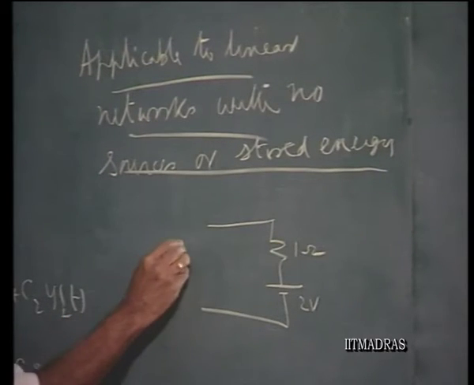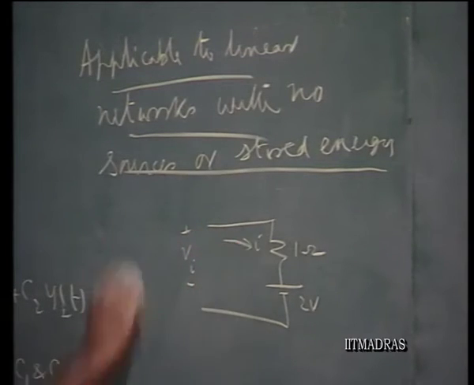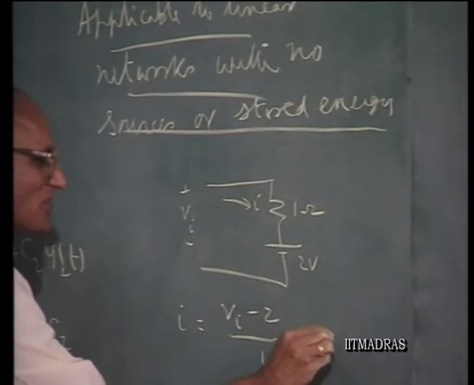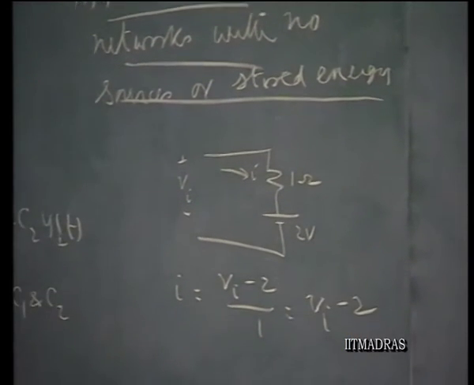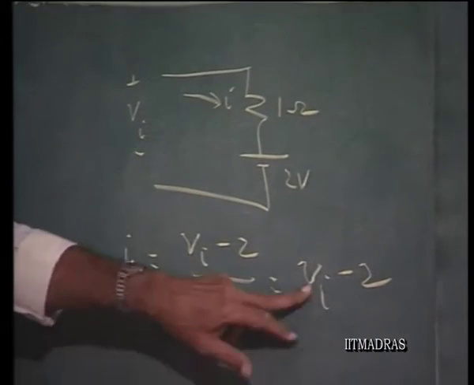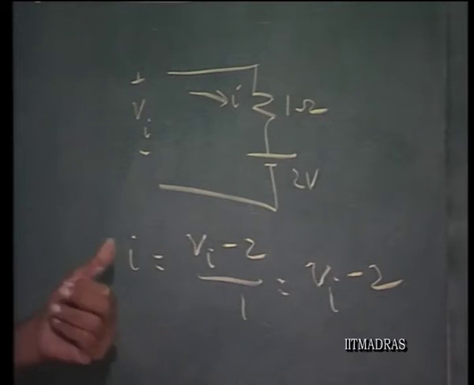Then if I have an input here Vi, and I will take the current to be my response quantity, I equals Vi minus 2 divided by 1, or Vi minus 2. And if I have two different voltages V1 and V2 and find the currents I1 and I2, and if I say I have V1 plus V2, then I will not get I1 plus I2.